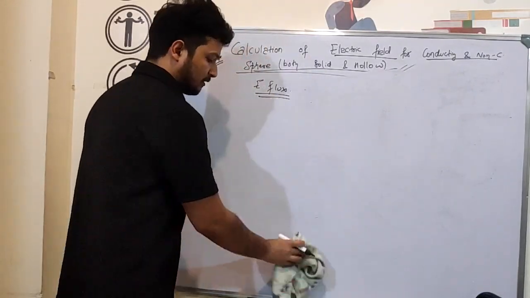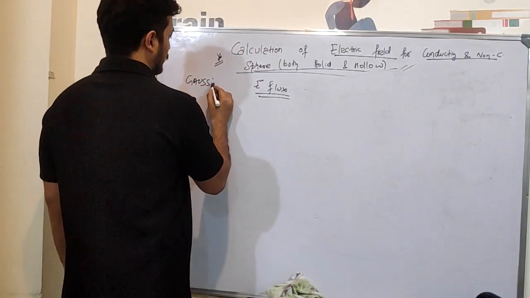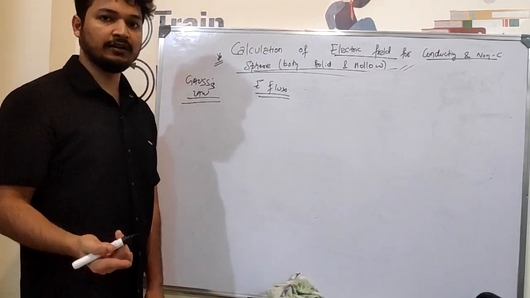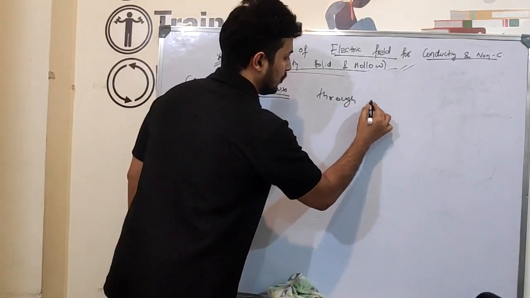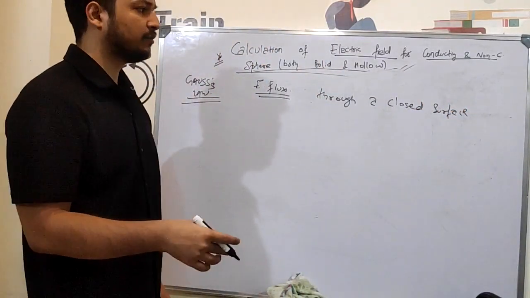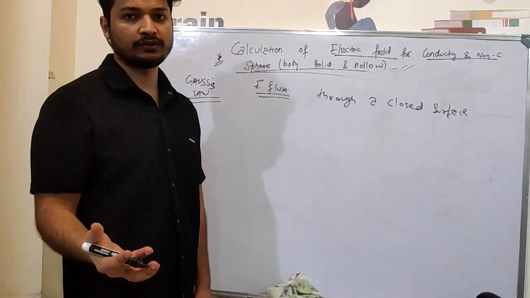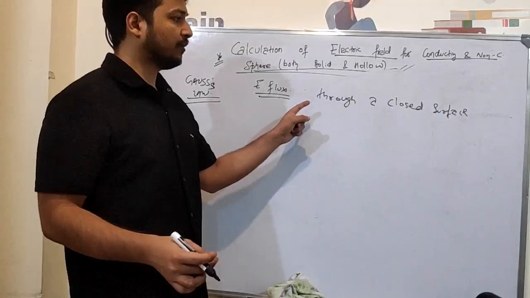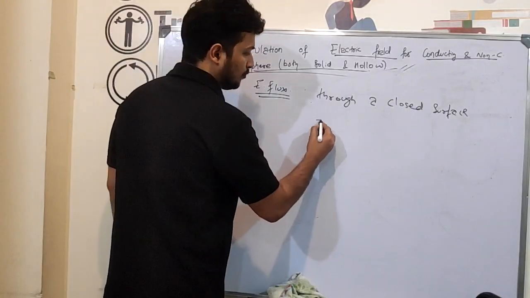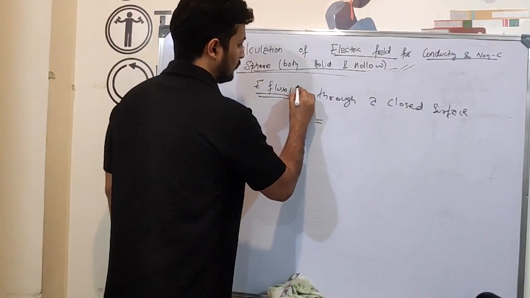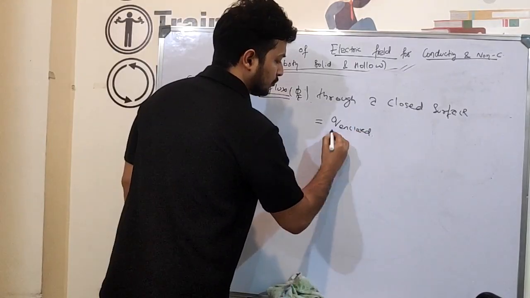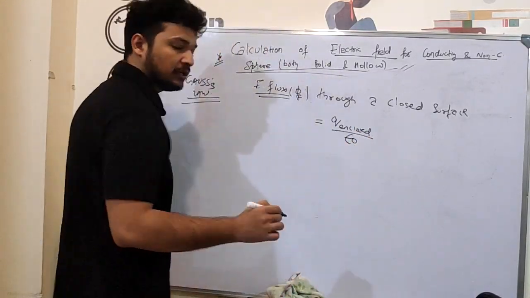Gauss law simply says, and it's a very fundamental law of nature, that the flux of electric field through a closed surface or closed Gaussian surface, sometimes we imagine a surface and call that surface a Gaussian surface, will always be equal to the total charge enclosed by the surface divided by epsilon naught, which is the permittivity of free space.